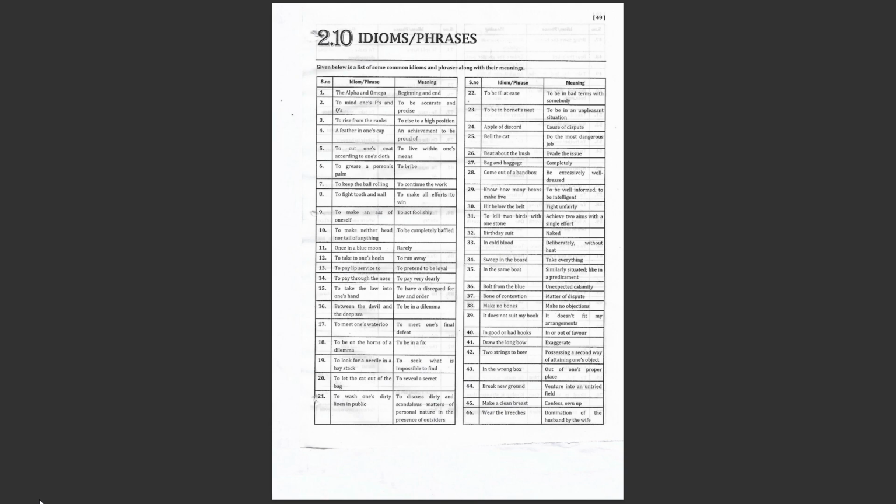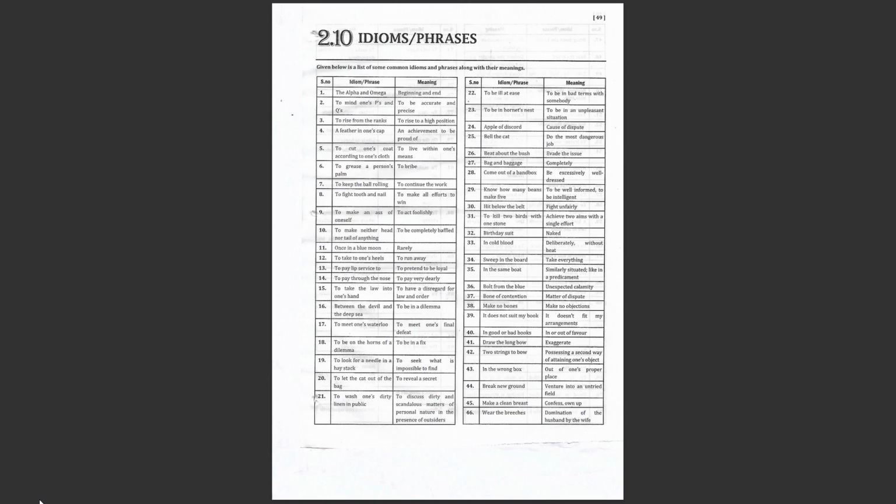in public. So what this idiom essentially means is to discuss dirty and scandalous matters of personal nature in the presence of outsiders. अगर आप पर्सनल बातें पब्लिकली बता रहे हैं जिससे कि अगले बंदे को शर्मिंदगी होगी, when you're discussing all the private problems in public where it can be seen and heard by literally everyone under the sun, then that is what means to wash one's dirty linen in public.